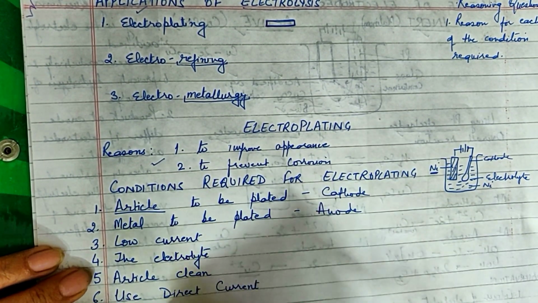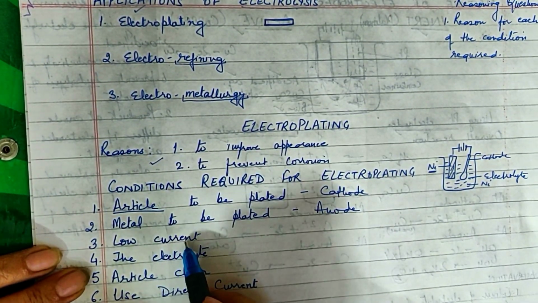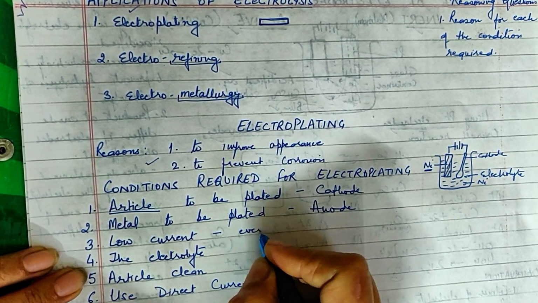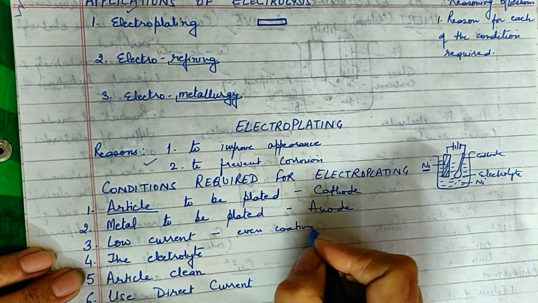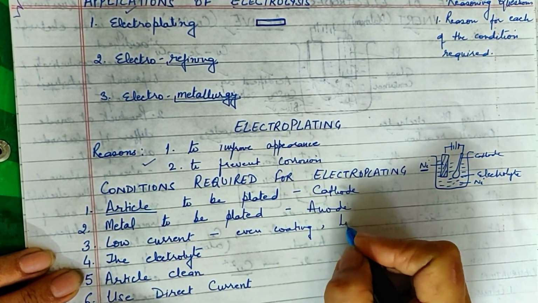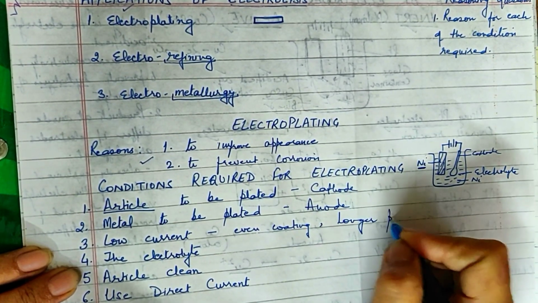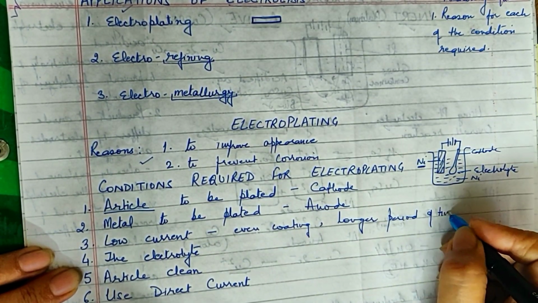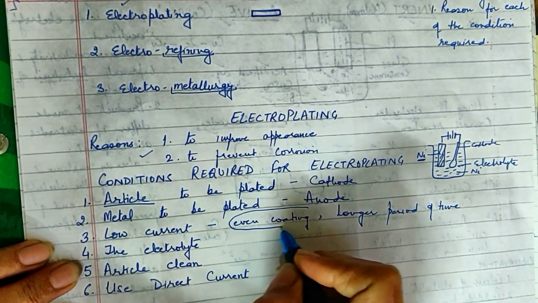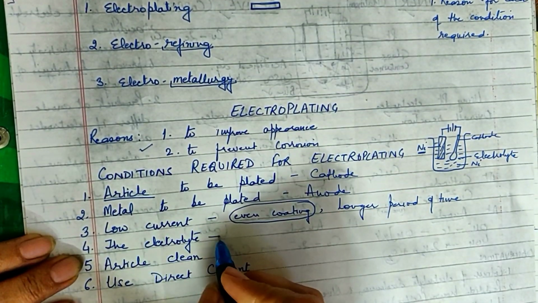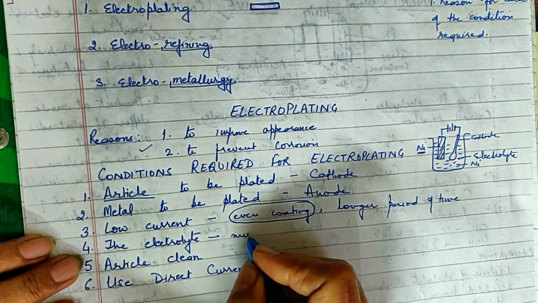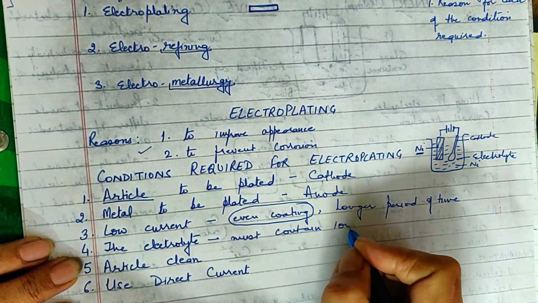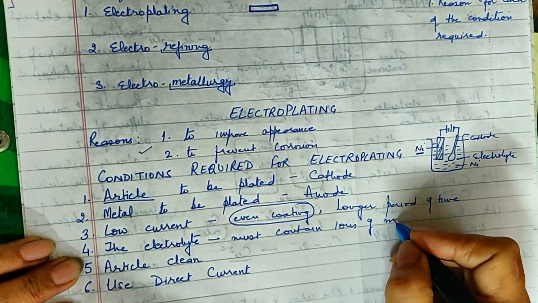Now, the current should be very low. Why should the current be low? Because it gives a very even coating. And also it should be passed for a longer period of time. So low current passed for a longer period of time will result in an even coating. The electrolyte, I have told you, it must contain the ions of the metal to be coated.